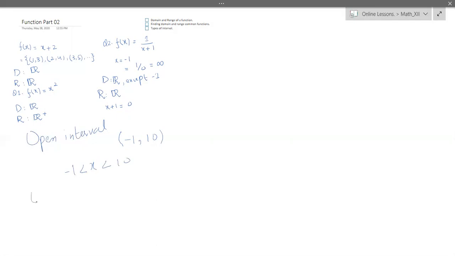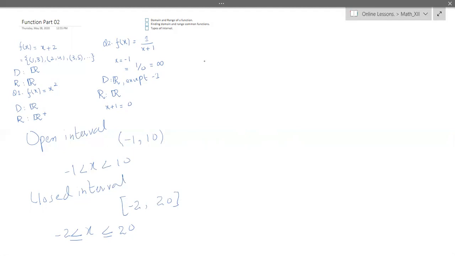The other type is the closed interval. In a closed interval, we represent it with square brackets. So let's assume -2 to 20. You can also express this as: x is greater than or equal to -2, and x is less than or equal to 20. I guess you got the idea that the values written as the extremes of the interval are included. -2 and 20 will be included, and all the values in between.